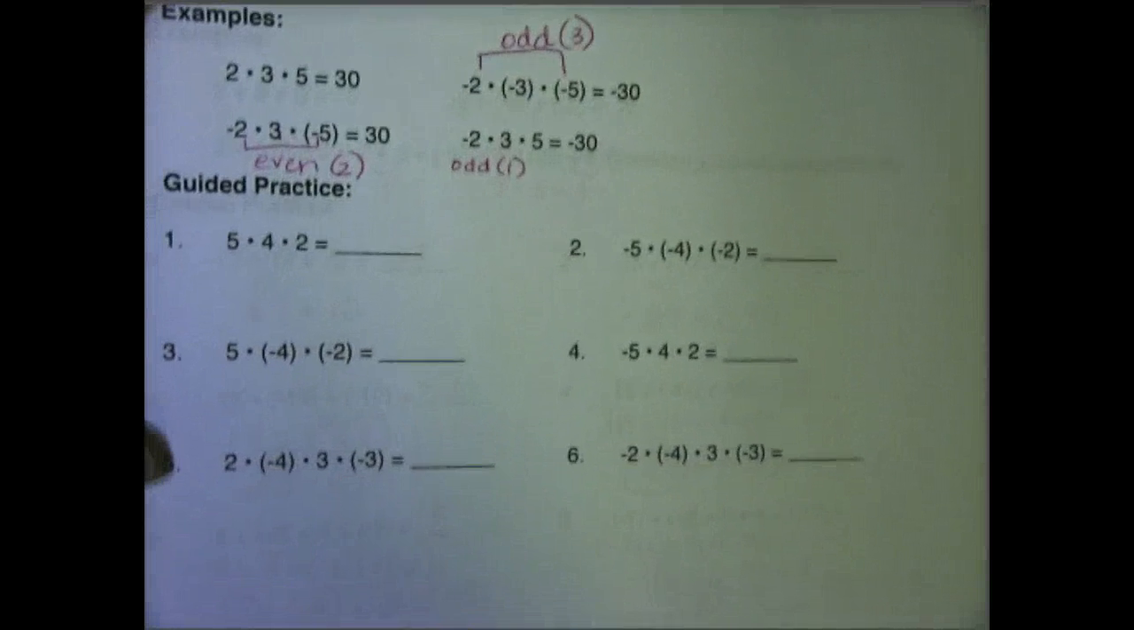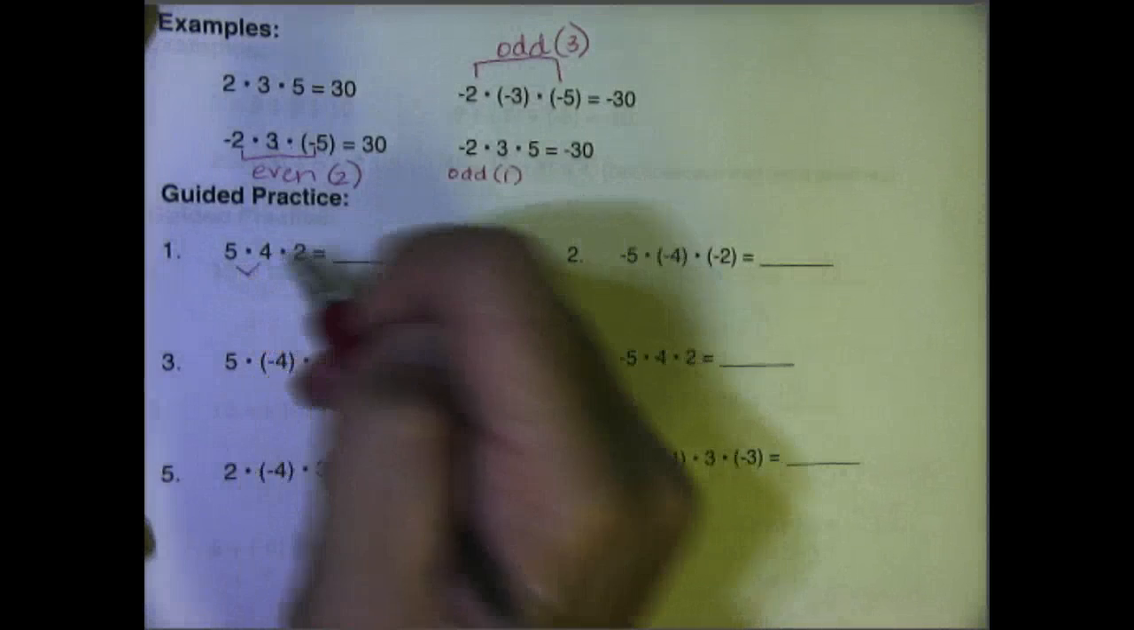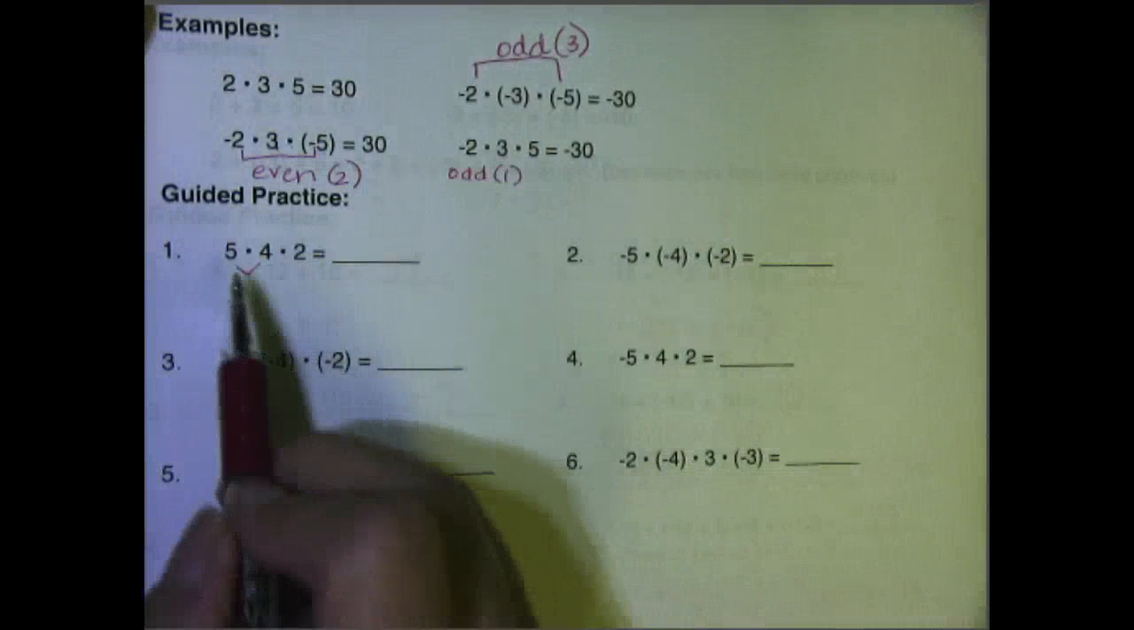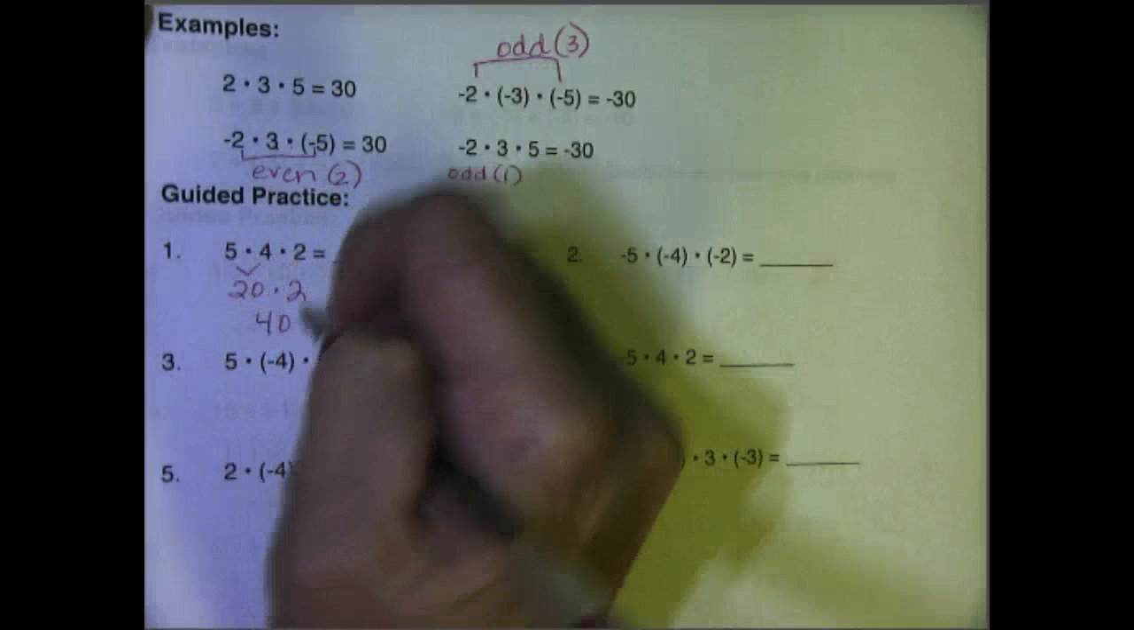Let's take a look at the guided practice. 5 times 4 times 2. All positive, so our answer will be positive. 5 times 4 is 20. 20 times 2 is 40.